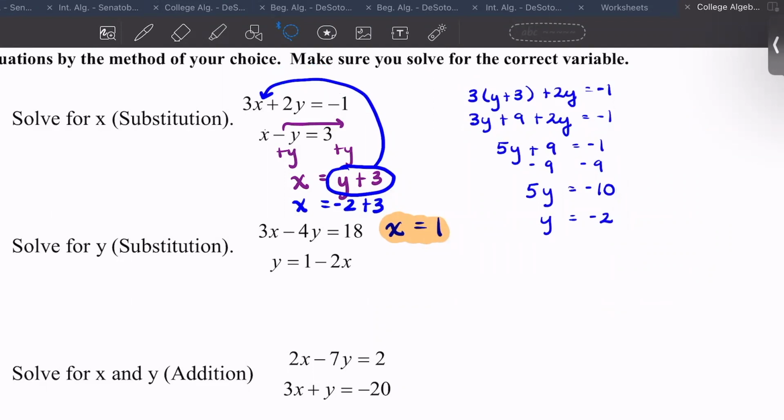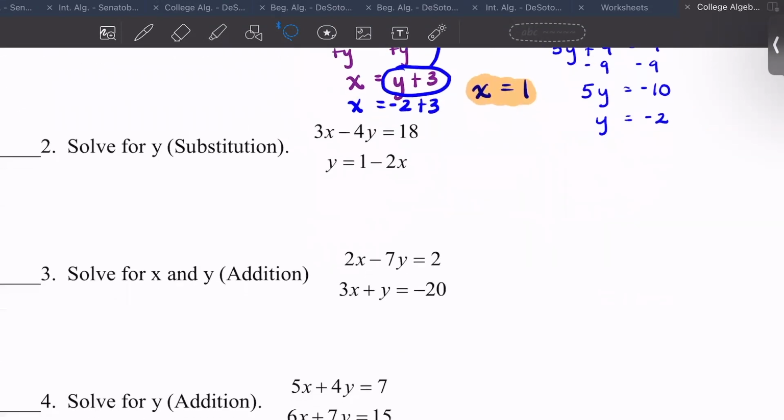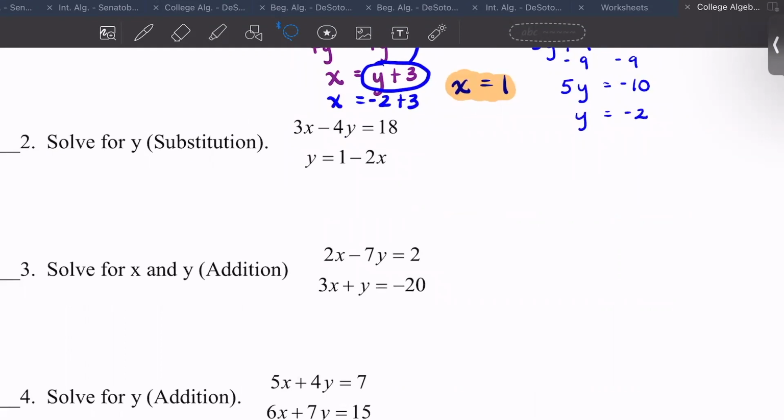Okay, that is how you do substitution. Solve for one variable, plug it in. If you found the other one, plug back into the original, okay? This one says solve for y, right? So look and see that this one's already solved for y. So you plug it in.